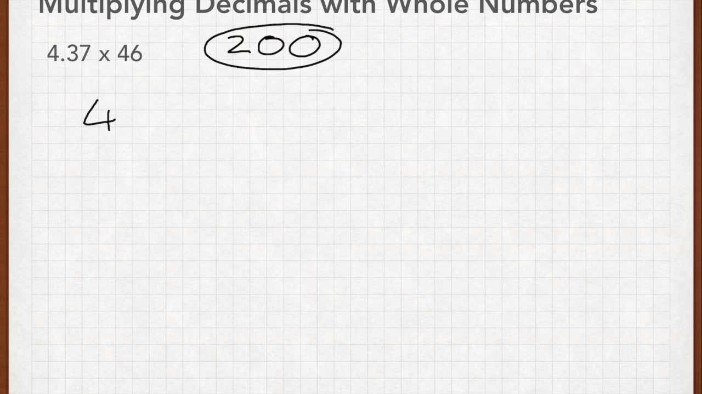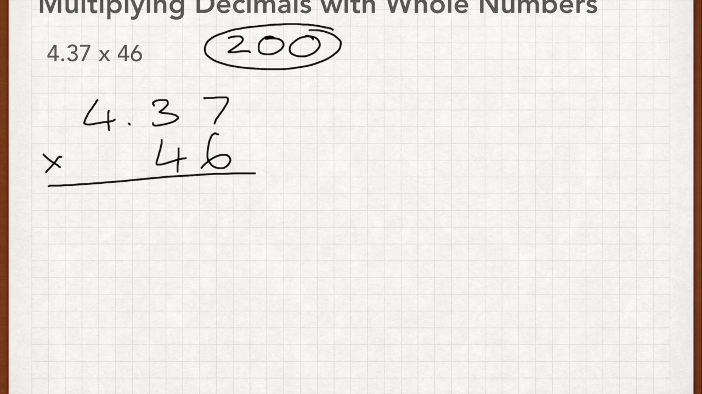So we're going to lay our question out like normal. And you're going to have to remember back to your multiplication, double digit numbers. We start with the 6. 6 times 7 is 42. 6 times 3 is 18. Plus 4 is 22. Forget our decimal. 6 times 4 is 24, plus 2 is 26.